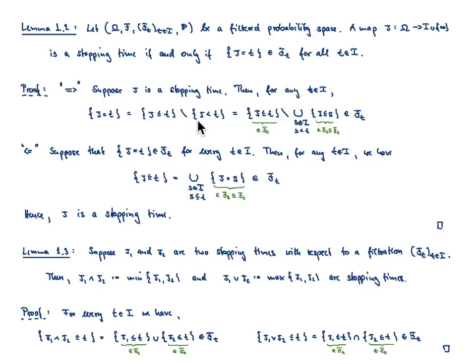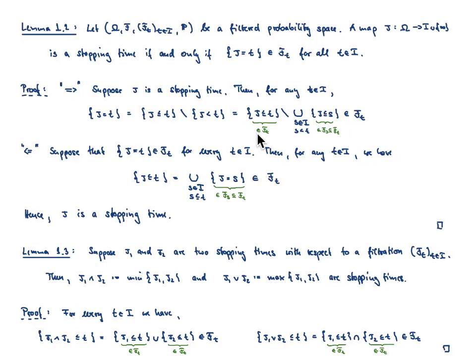We take away from that set the event that tau is strictly less than t. But now you see that this event you can also write as the union of all time points s in our index set I such that s is smaller or equal to t of the event that tau is less than or equal to s. So you see the union of all these events is equal to that event. And what we use here is the fact that these events are increasing in s.